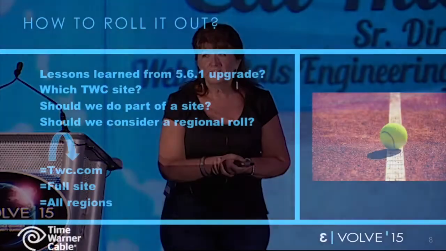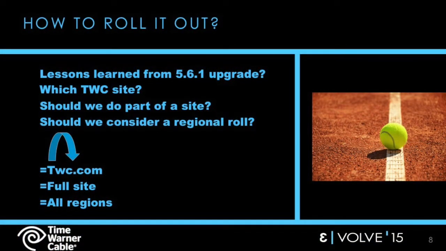How to deploy it. Lessons learned from the 5.6.1 upgrade. We completely missed doing performance testing on the author instance. We focused 100% of our performance testing on the publish instance. When we went live, the authors cried. It took us days to get it optimized again, but we did succeed. But that was a great lesson to learn.